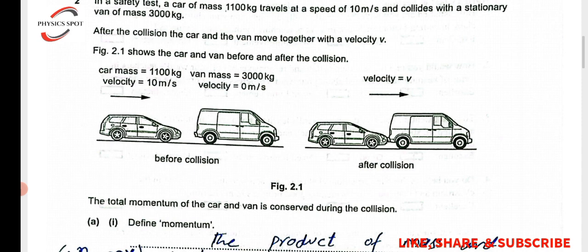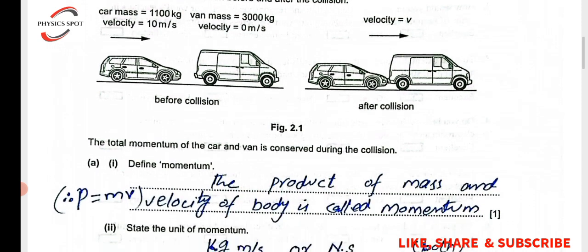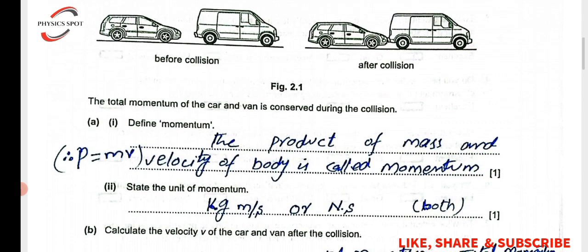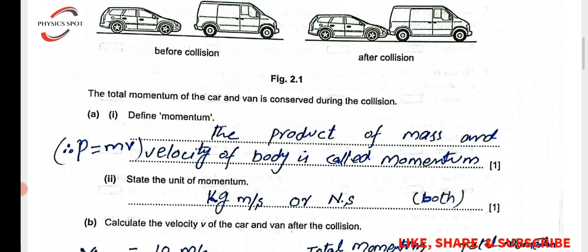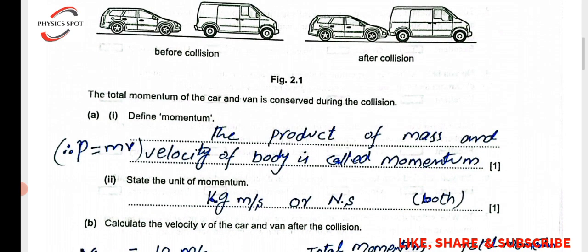And then they move with the same velocity. The total momentum of the car and van is conserved during the collision. Define momentum. The product of mass and velocity of a body is called momentum. The formula is p equals mv.